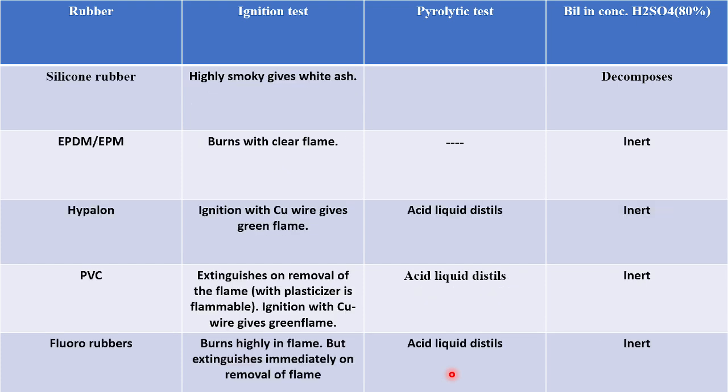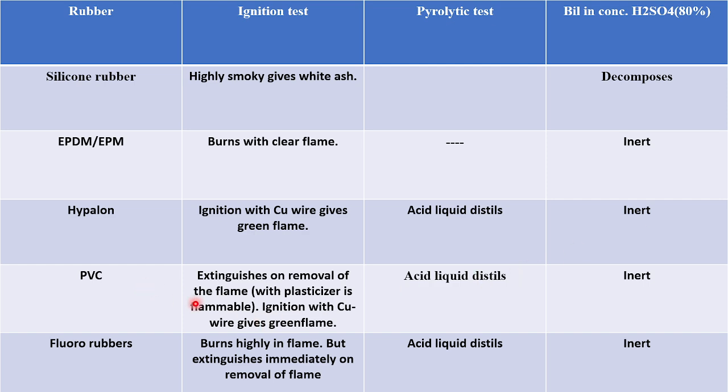In case of silicone rubber, where the silicon-oxygen bond is present, it will create highly smoky gas and white ash because of the inorganic nature of silicone rubber. EPDM or EPM will burn with a clear flame. In case of Hypalon, ignition with copper wire gives a green flame. That is because of the presence of sulfur. And during pyrolytic test, again it will create an acid liquid distillate. But during treatment with concentrated H2SO4, it will remain inert.